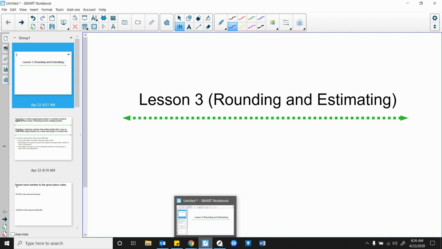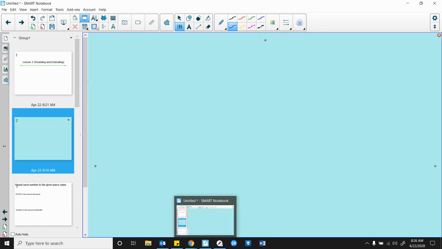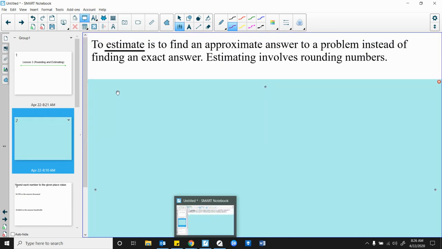You are going to have a short assignment when you're done with this, but I would like you to take a couple notes and make sure you're writing these down as we go. We have a couple definitions to write down. The first one is to estimate. To estimate is to find an approximate answer to a problem instead of finding an exact answer. Estimating involves rounding numbers. So it's an answer that's close to the exact answer. You just manipulate it a little bit to get easier numbers to work with. So that's an estimate.